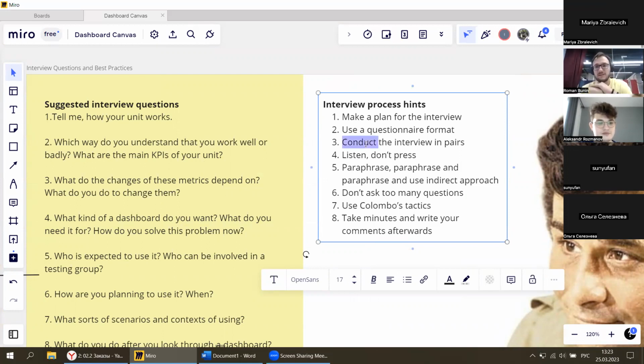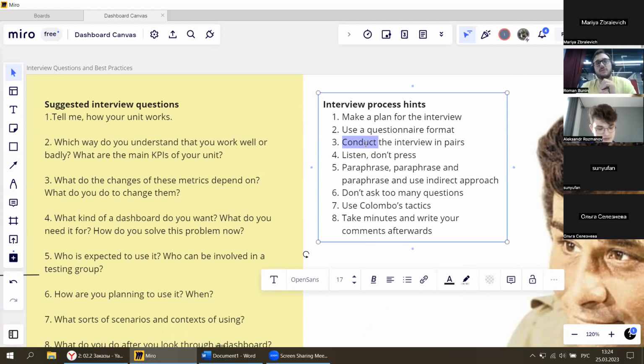Conduct the interview in pairs if it's possible. Sometimes when you're speaking with a business user, it's better to do it in a pair, because one person can ask questions, control the interview and guide the business user through it. The other one is going to write it down, because they're two quite different tasks, and you're not going to be able to do both as one person.